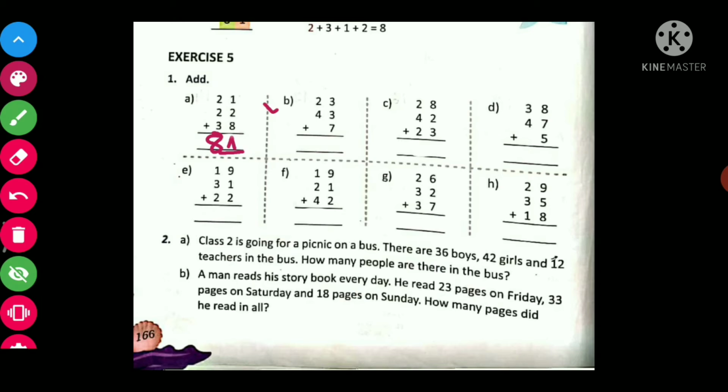Now see the B part. We'll start from the last line, right? Now here 2 numbers are there, 3 and 3. So 3 plus 3, it will be what?